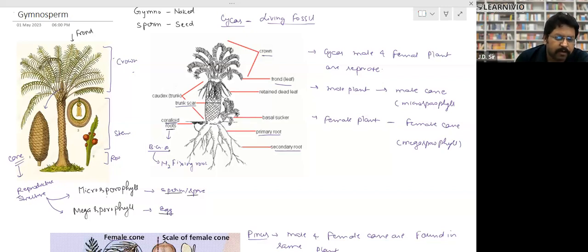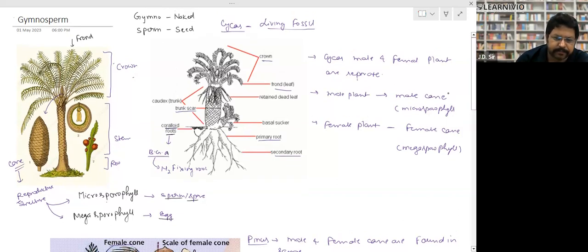Coralloid roots have blue green algae, BGA. Blue green algae fix nitrogen, right? So nitrogen fixing roots are found in these gymnosperms. There are primary roots, then secondary roots, then tertiary roots, right? So this is the structure of gymnosperm. Is that clear or not? Tell me. Martin, clear? Yes. Yasir, clear?